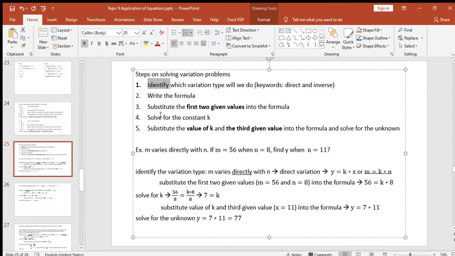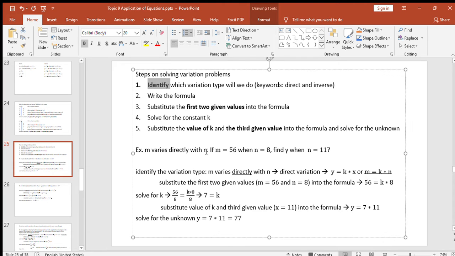And then we're going to substitute the first two given values. In this type of question, you guys are given 3 numbers. The first 2 will be plugged into our formula, and that formula we'll use to find k. And then once we got that k, we're going to use our third number and our new k, plug it into the formula, and find the unknown. So let's have an example on that.